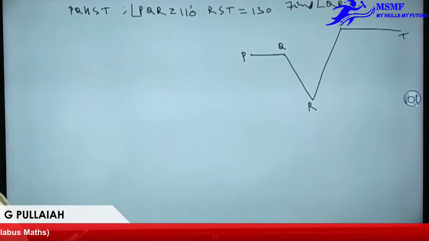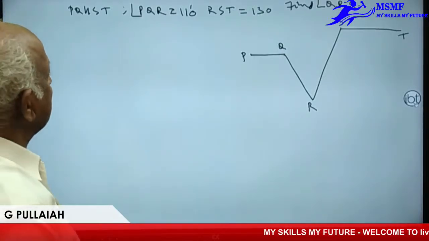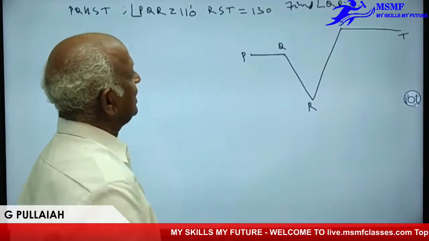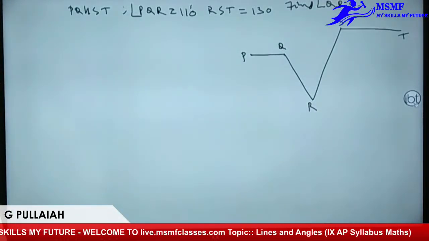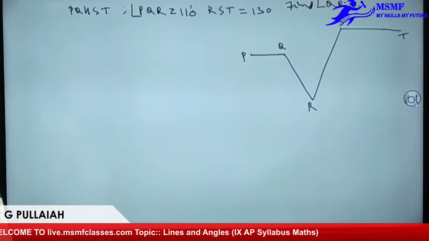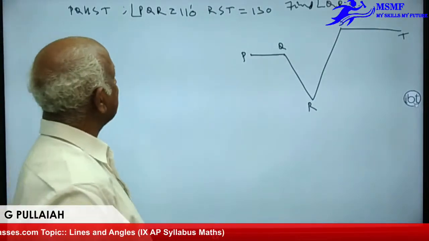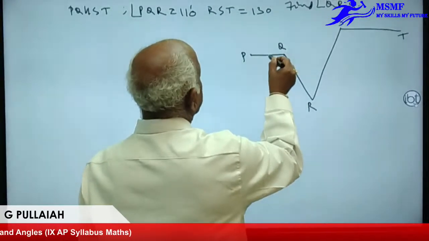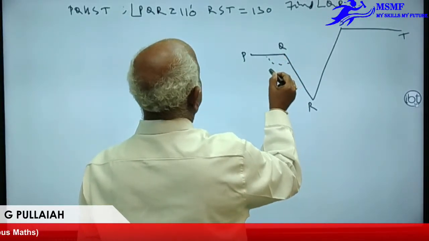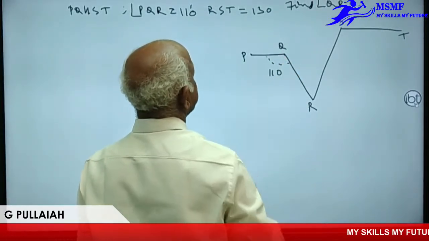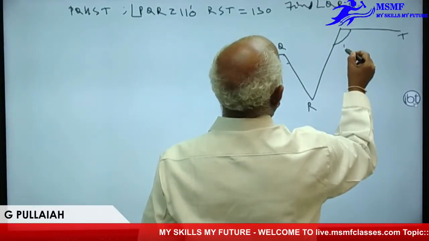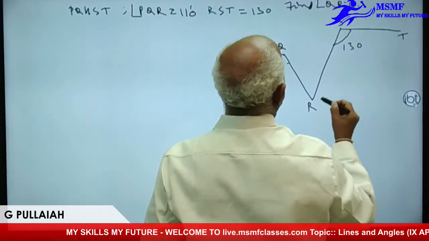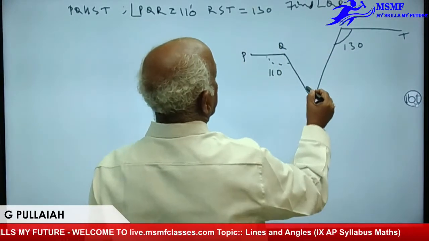So observe the question very carefully here. PQ is parallel to ST, and also given that angle PQR is equal to 110 degrees and angle RST is equal to 130 degrees. Now find the angle QRS.